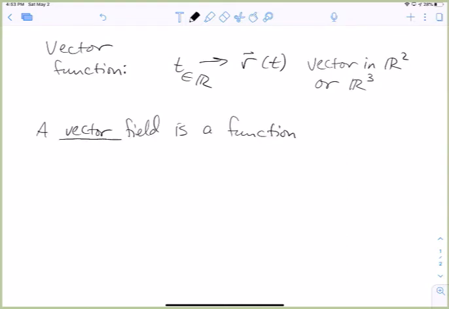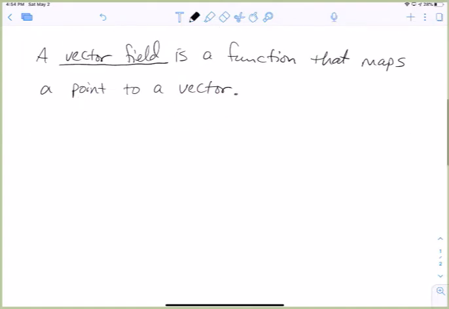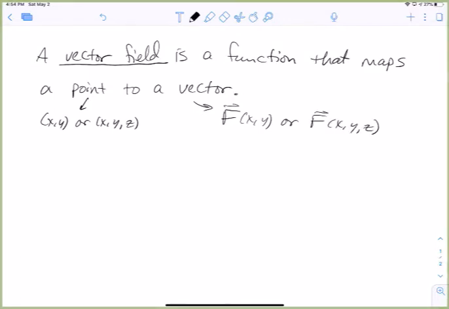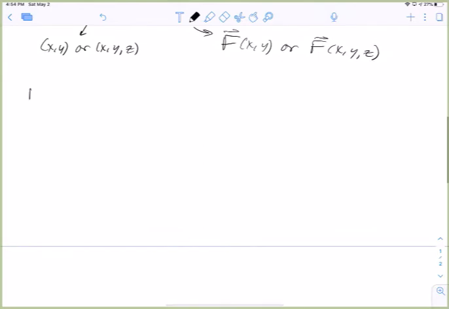A vector field is a function that maps a point to a vector. Okay, so it takes in a point, x, y or x, y, z, and maps it to a vector f of x, y or f of x, y, z. That's a description. Let's look at a definition.